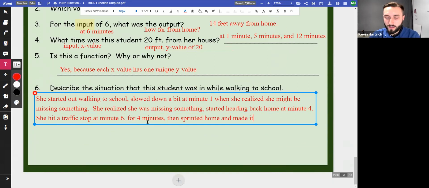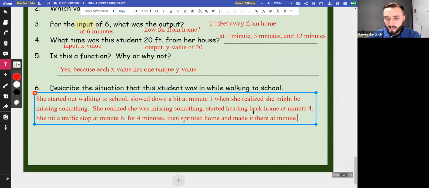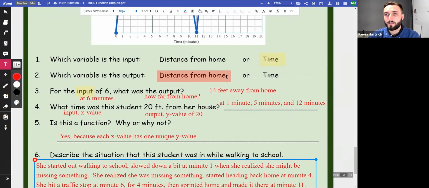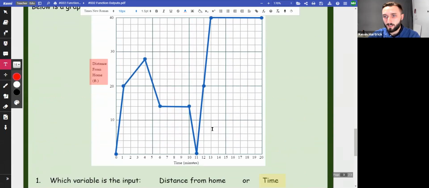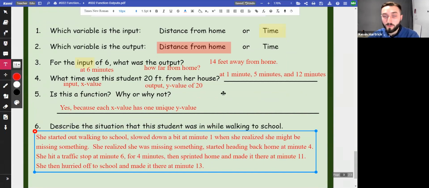And she sprinted home and made it there. This is a long explanation, right? But that's okay. At minute 11. Then hurried off to school. And made it there at minute. How long did it take? Minute 13. All right.